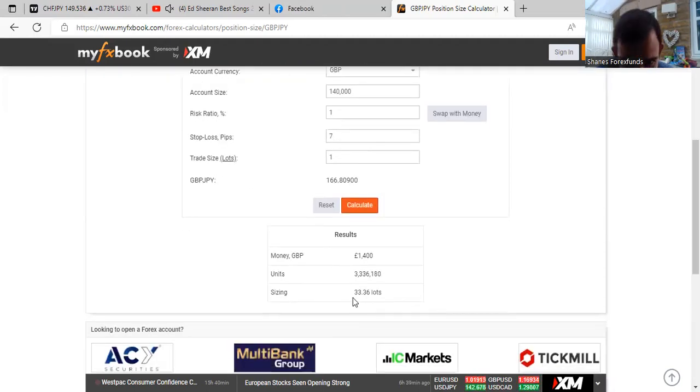Okay, and then I know 1% of 140,000 is 1,400, which will give me that lot size to risk 1,400 on a 7-point stop loss. So if it blows through that 7, yes, I've lost my 1%. But if it goes to 21 above, I've made best part of £4,000.